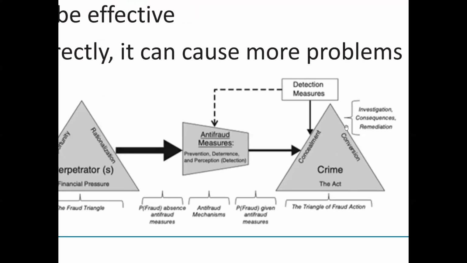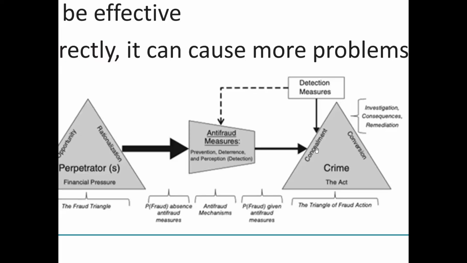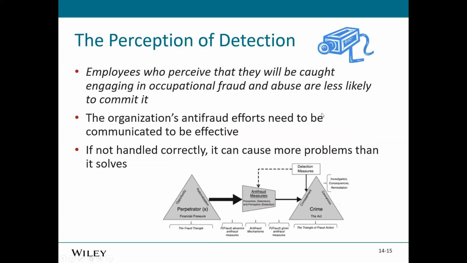Then when we get over to this fraud action triangle, we have some sort of detection measures that will help to identify when we see that actual crime happening. And then we can use that information from those detection measures to improve these anti-fraud measures, which would help us to detect fraud and for that perception of detection to increase as well. So when we have an employee perceiving that they're going to get caught, they're less likely to commit that act. So we want to increase that perception of detection in order to prevent the fraud from occurring.